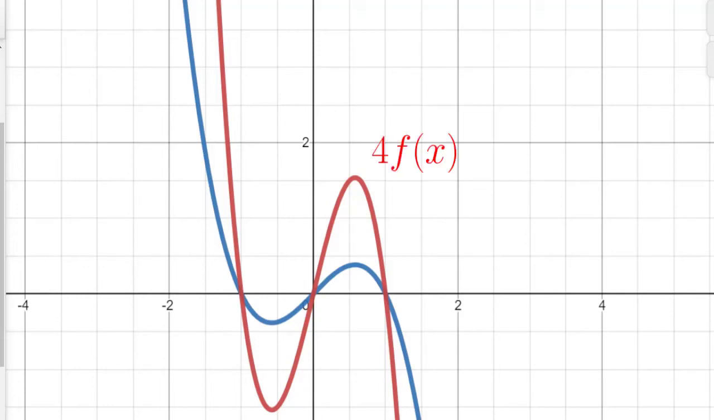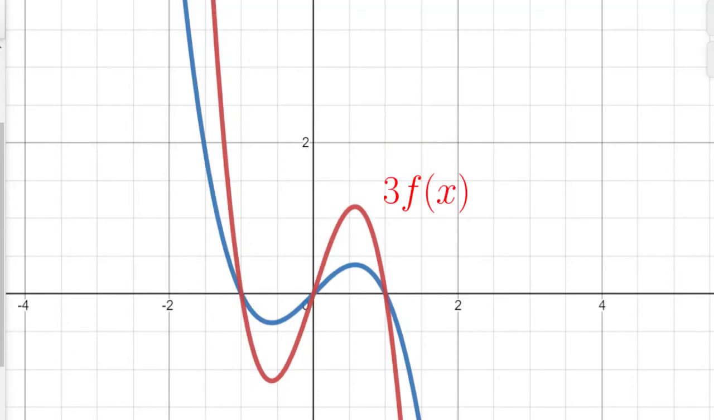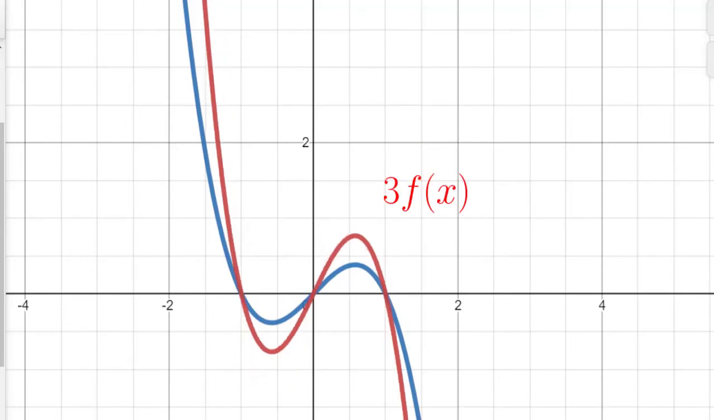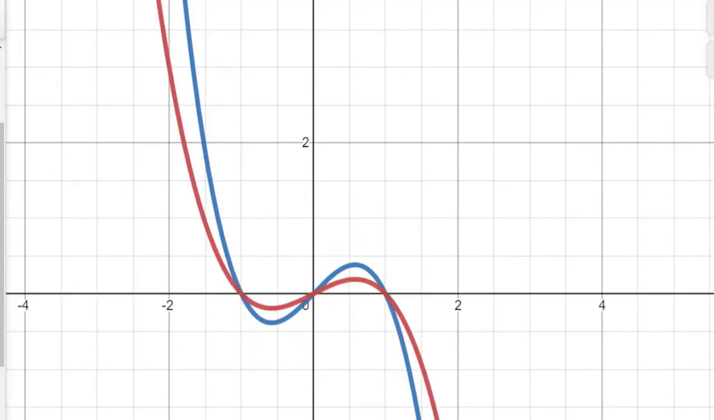If I want to scale things by a factor of 3, it would be 3 times f of x. 2, it would be 2 times f of x. If I want to introduce a squish to take it to a half of its original value, it would be 0.5 or 1/2 times f of x.